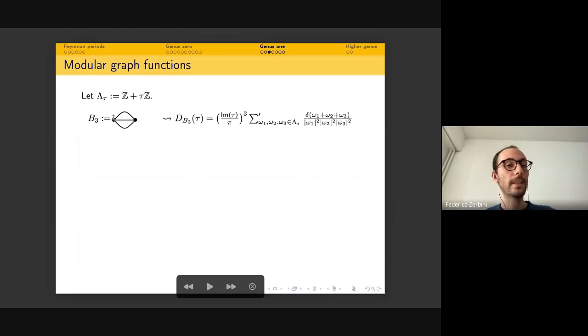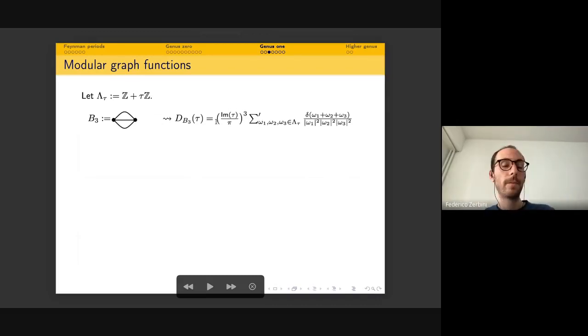So the graph I fix is the following. You have two vertices and three edges between these two vertices, and I call this graph B3 because it's the banana graph 3. So maybe you don't see now why this is called the banana graph, but with B4 you will start seeing a bunch of bananas. So this is also called the sunset graph, because this looks like a sunset over the sea.